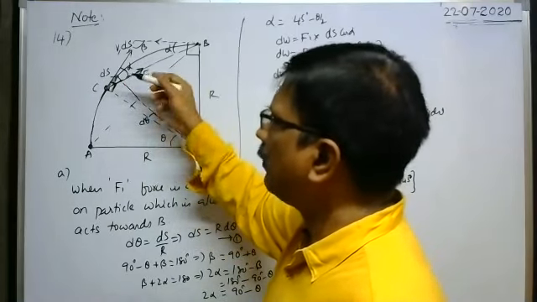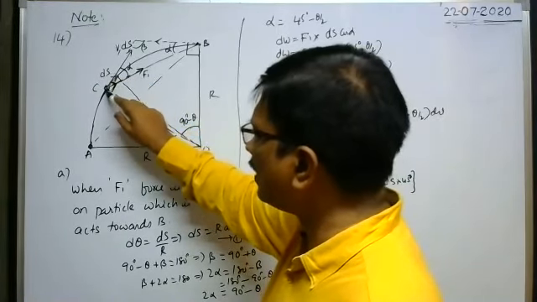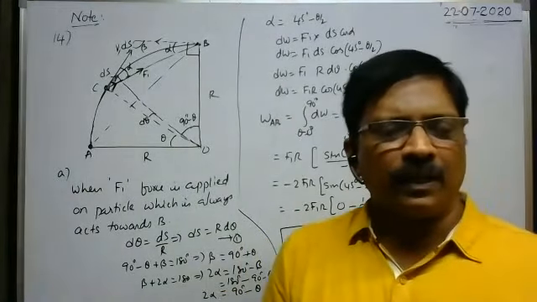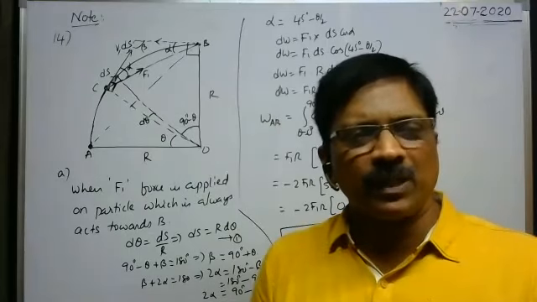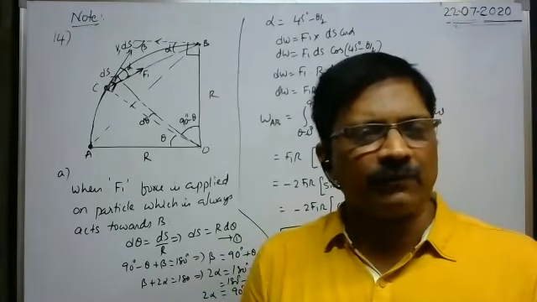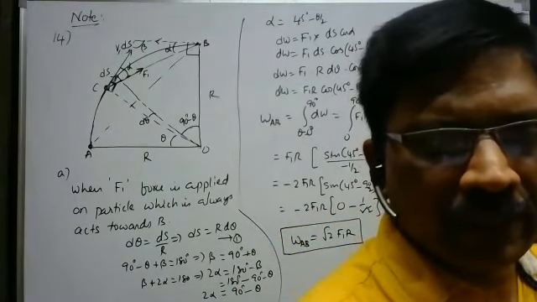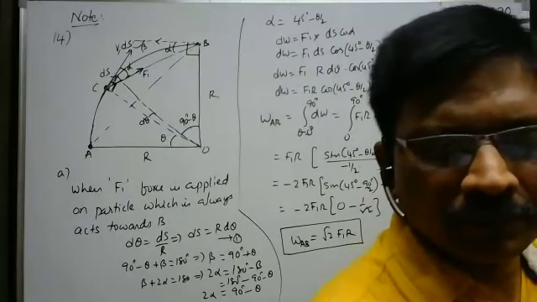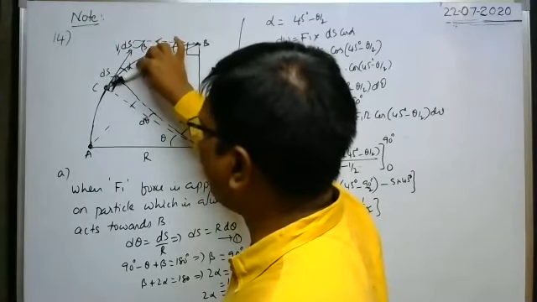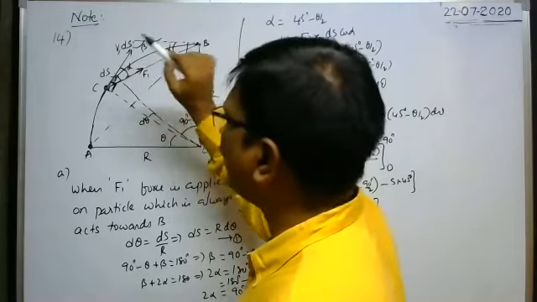What is the component of the small displacement ds along this force direction? Because to find the work done, the force into the component of the displacement along the direction of the force we have to write, or the displacement into the component of the force along the direction of displacement we have to write. That is the case. So here you see, to find the component of displacement along the force or the component of the force along the displacement, we need this angle. That is our aim.